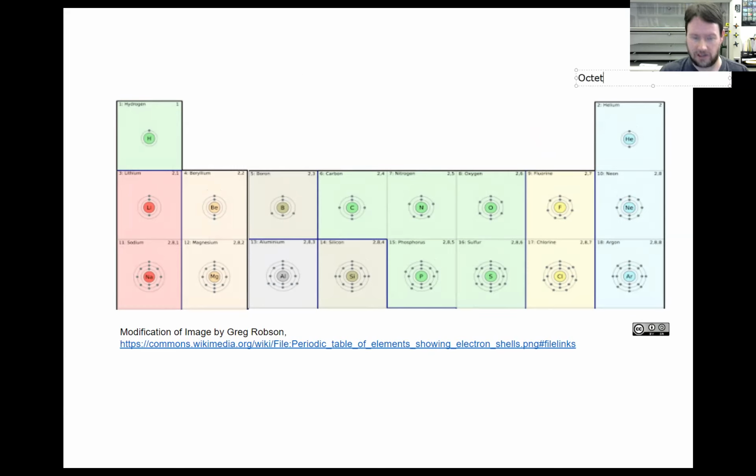The octet rule. So in general, atoms are happiest when they have a full outer shell of electrons. Okay, so all of these lazy elements, it's because they have this full outer shell. And all of the other elements are going to try to react in a way to fill that outer shell.